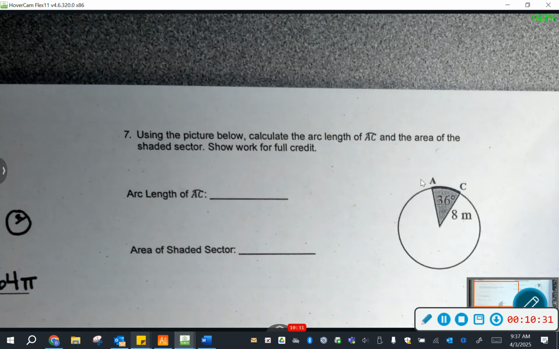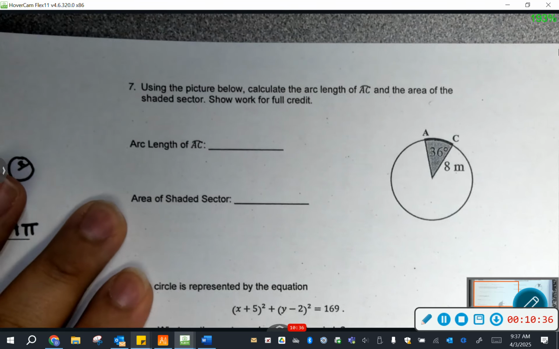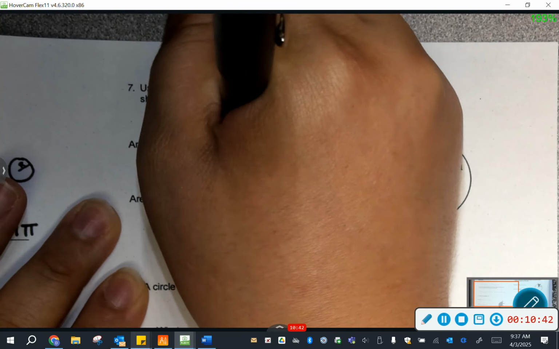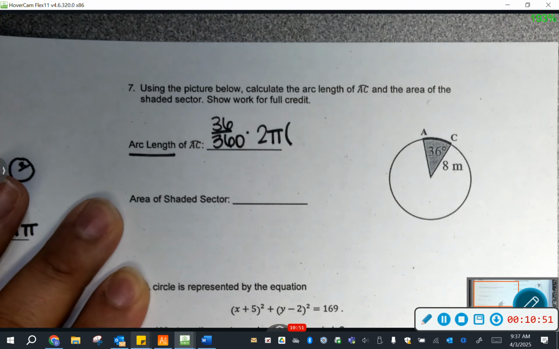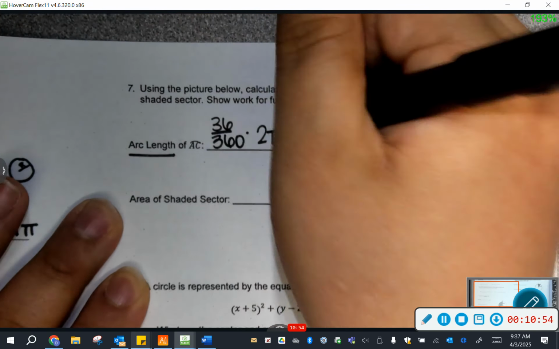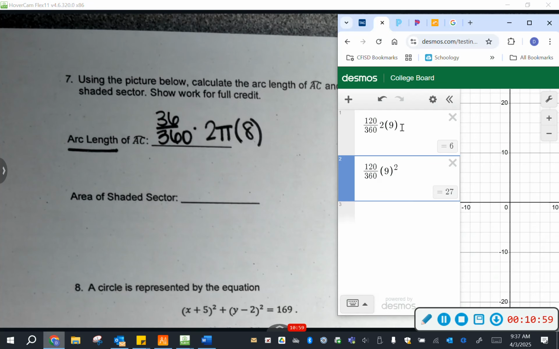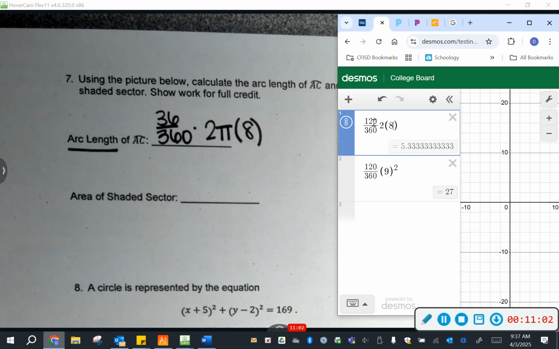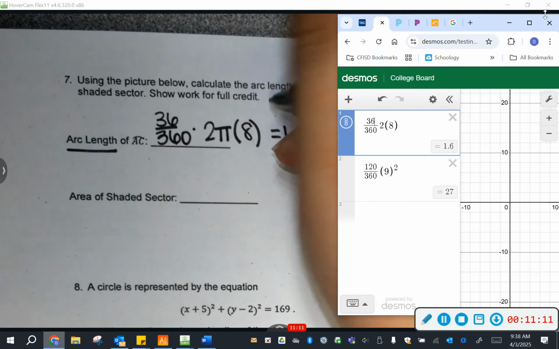Almost all the way. No, there you go. Now you can. All right. So for this one right here, what is my x? 36 over 360 times, and this one's arc length. Which formula do we use for arc length? 2 pi, what's my r? 8. And then what do we do from here? Just plug it in. So then I'm going to get 1.6 pi is my answer. And there's no units, so that's it.